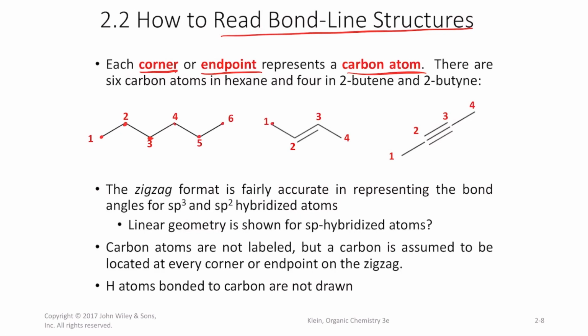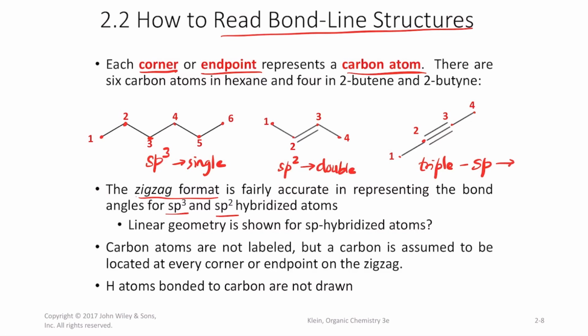In the second structure here, we have four carbons. In the third structure here, we have four carbons again. This zigzag format is fairly accurate for sp3 and sp2 hybridization. This one is sp3 hybridized because all of them are single bonds. Here, two molecules are sp2 hybridized because there is a double bond. So what happens in a triple bond? Triple bond has sp hybridization. So sp3 and sp2 are fairly accurate with zigzag structures.